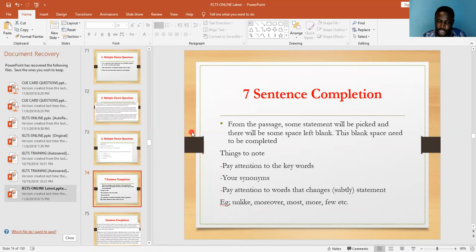For example, the passage could have used "develop," and the question will use "nurture." We will see it in this particular sample passage that I'm going to provide. You also need to pay attention to words that change statements subtly. Yes, words like unlike, moreover, most, more, few, all. They could be the decider. The passage could be carrying "all," and the question could be carrying "some." So be very careful.